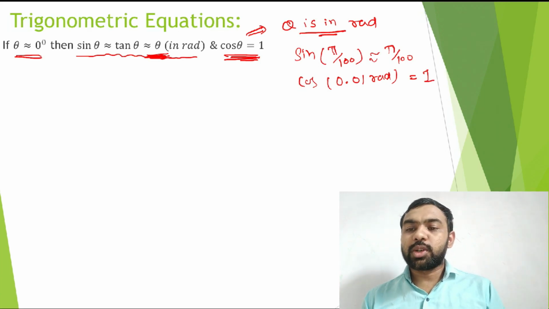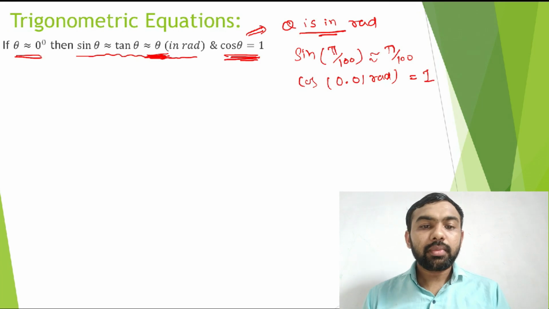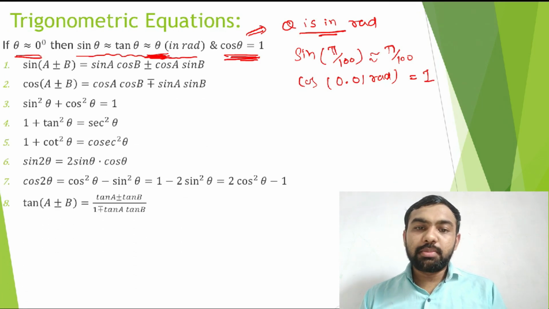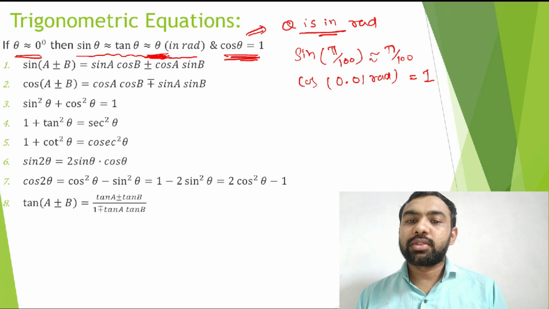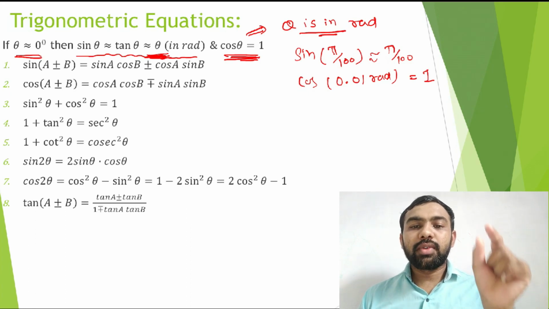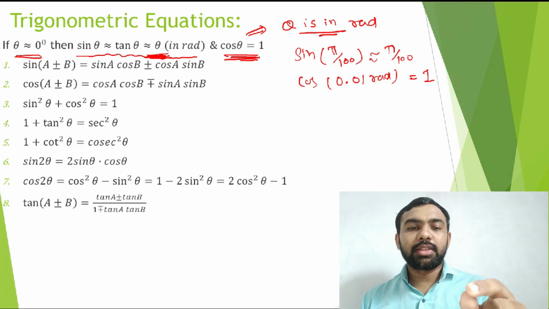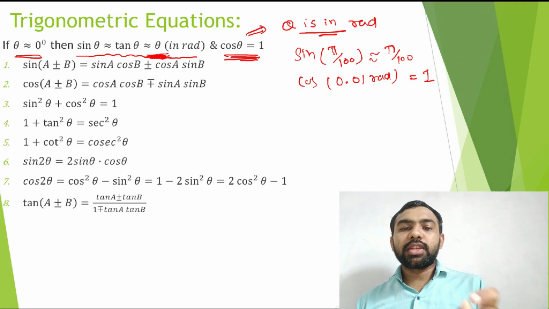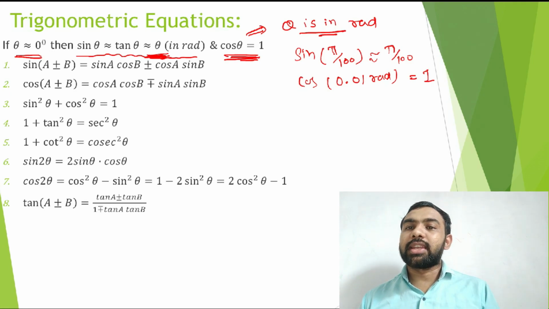And some other equations you must remember. See, sin(A plus B) is equal to sin A cos B plus or minus cos A sin B. Meaning when you use the plus sign, use the plus sign. Similarly, cos(A plus B) is cos A cos B minus or plus sin A sin B.